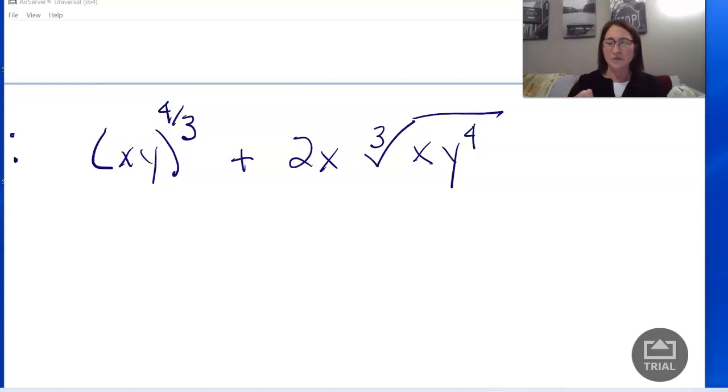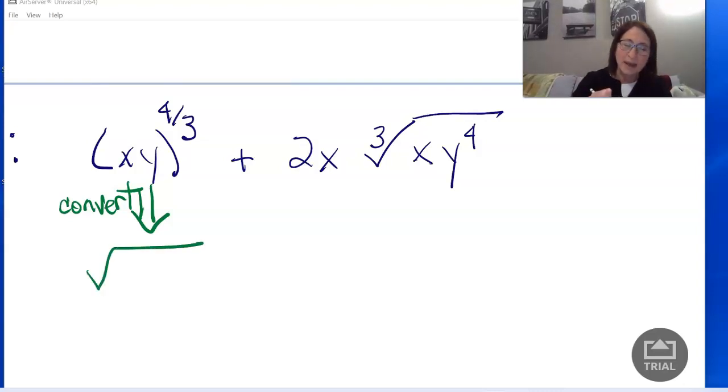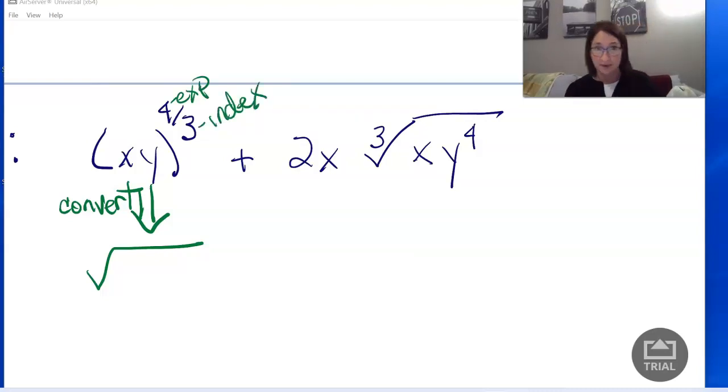All right, so as we're coming back here, the first thing I want you to do when you're looking at this problem is convert that fractional exponent to a radical. So remember, it's exponent in the numerator, index in the denominator. So I'm going to put the 3 in the index, and my 4 is going to be my exponent. And so I am going to write this as the cube root of xy to the 4th.